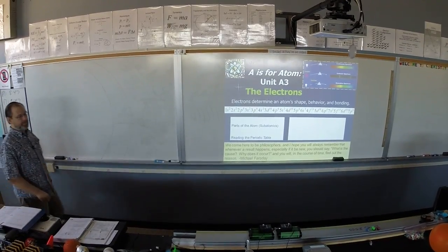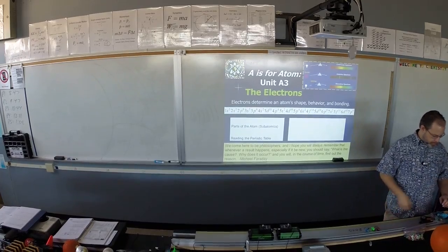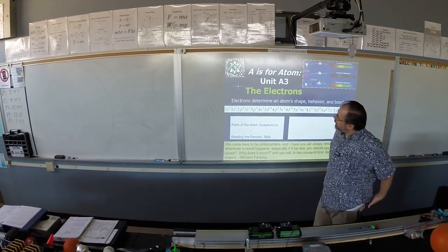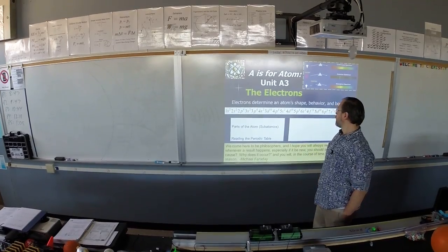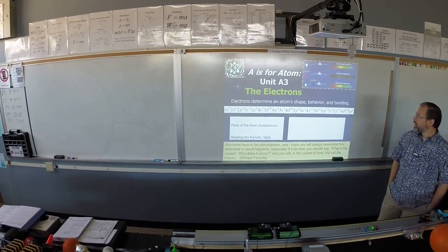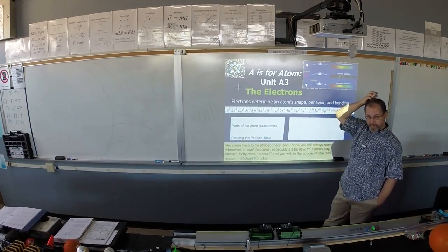So previous units we've been talking about what goes on in the middle of the atom with the nucleus and the protons and the neutrons. And now we're going to talk about what goes on the outside of the atom, and that would be the electrons. This is kind of an interesting series of letters and numbers. I want to read it to you because it's pretty important.